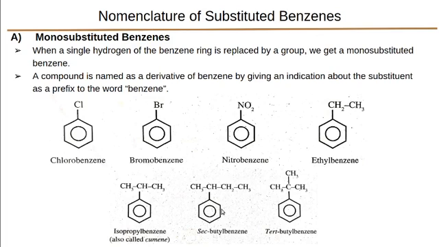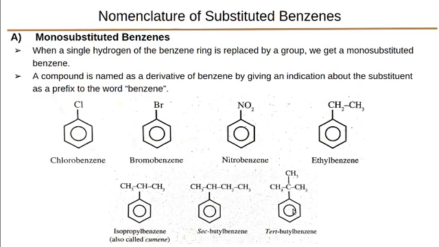Then secondary butyl benzene. This is a butyl group, but at the same time it is secondary. Secondary means the carbon is attached to two other carbon atoms. In the case of this alkyl group, the carbon is attached to two other carbon atoms. So this is the secondary butyl group.